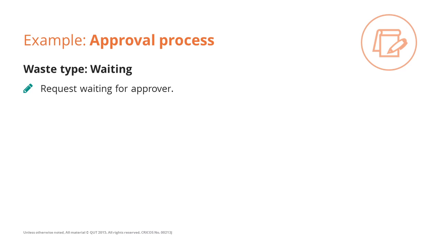Consider now the case of the travel requisition approval process, where there is a travel requisition request that has been made and that has gone through one approval, and now a second approval is required. This is a task, but the person responsible for that approval is not available at that point in time. This will fall under the category of a waiting waste.